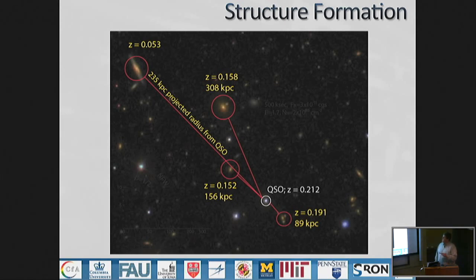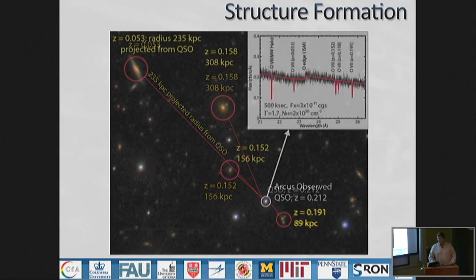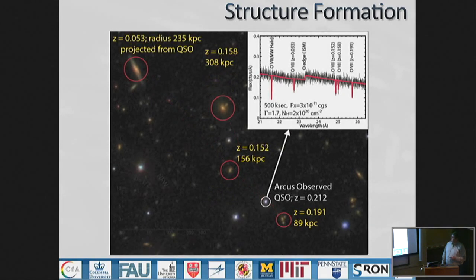So for example, this is a fairly nearby galaxy. This is 235 radial distance projected on the sky for this particular source, 308, 156. So basically, each one of these galaxies gives us a different radial distance on the sky. Well, let's imagine we observe this source. We're going to look at it for a long time, 500 kiloseconds.